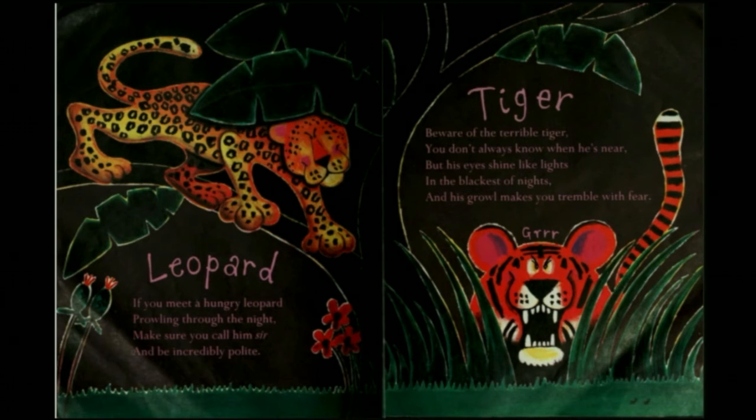Leopard. If you meet a hungry leopard prowling through the night, make sure you call him Sir and be incredibly polite. Tiger. Beware of the terrible tiger. You don't always know when he's near. His eyes shine like lights in the blackest of nights, and his growl makes you tremble with fear.